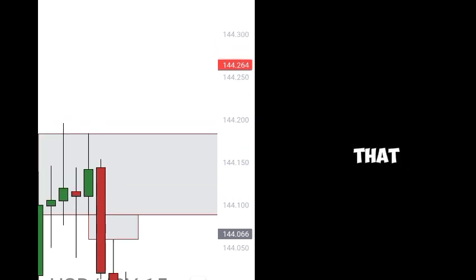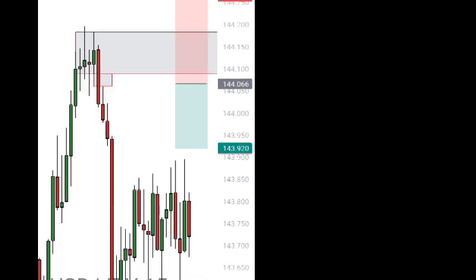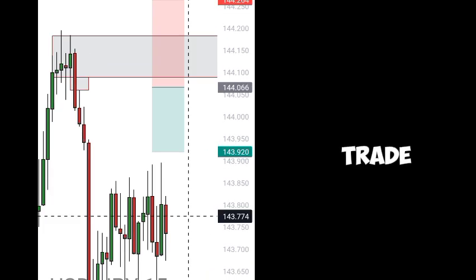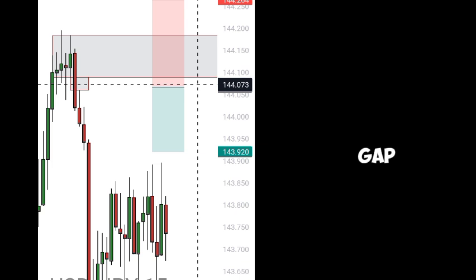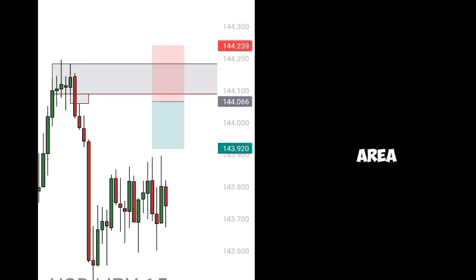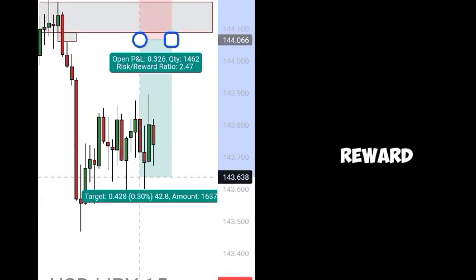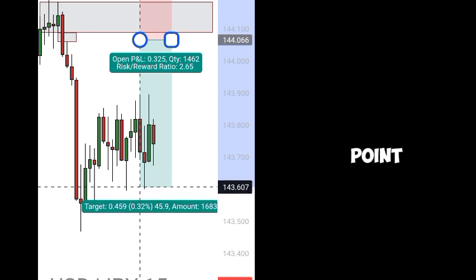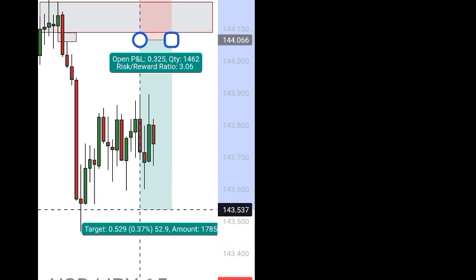So that is what I'm interested in. If I want to take a trade, I'm taking a trade around that fair value gap, and then my stop loss is going to be above, and then my target is going to be a risk reward ratio of 1 to 2 or 1 to 3.